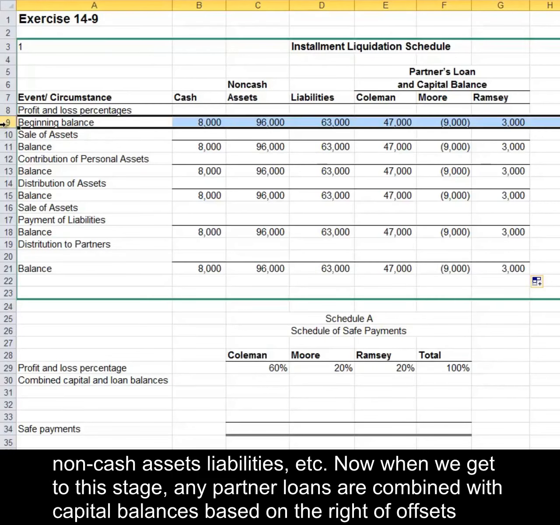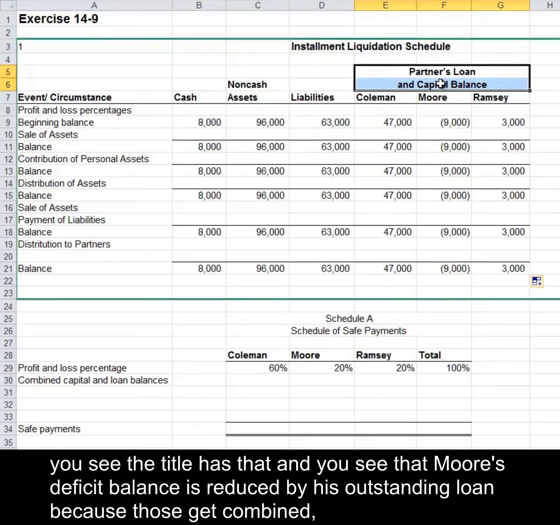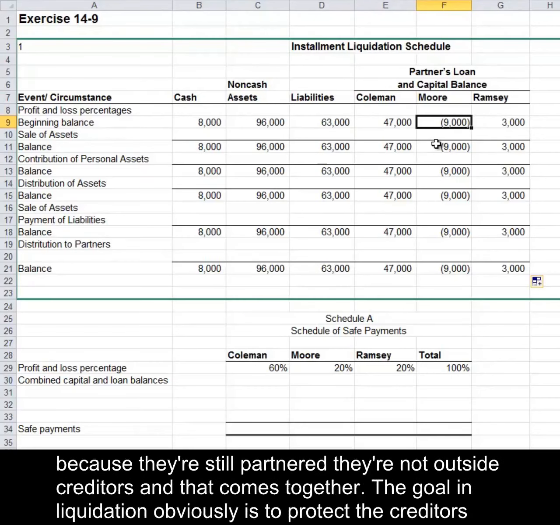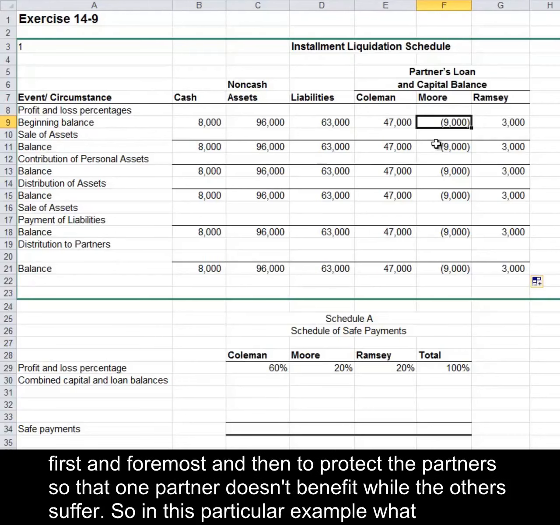Now when we get to this stage, any partner loans are combined with capital balances based on the right of offset. So you see the title has that, and you see that Moore's deficit balance is reduced by his outstanding loan because those get combined because they're still partners, they're not outside creditors, and that comes together. The goal in liquidation obviously is to protect the creditors first and foremost, and then to protect the partners so that one partner doesn't benefit while the others suffer.